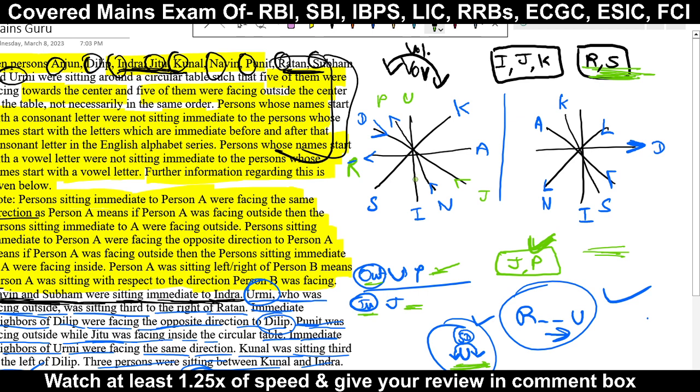So done. Now let me write the directions also. The immediate neighbor of U should be in the same direction. So this is facing outside, then this also will face outside. And what is left now? And U should be second, right? This we have already written. U is facing outside. P is also facing outside. J is facing inside. Most of the directions we have done.